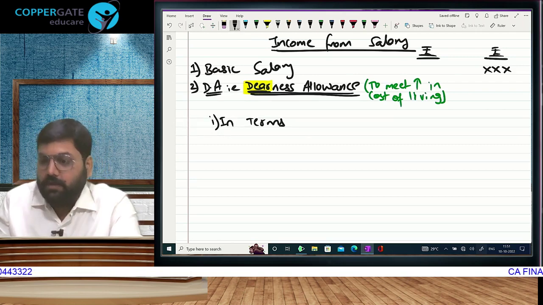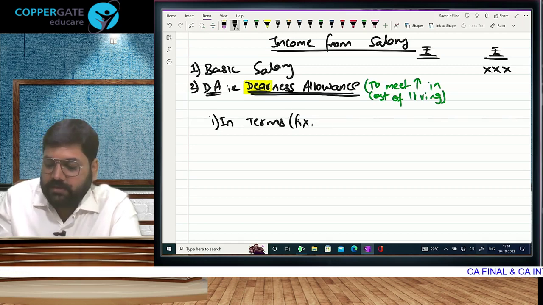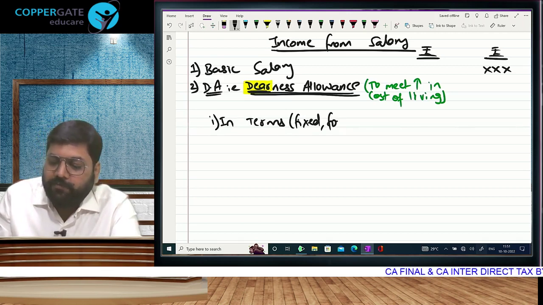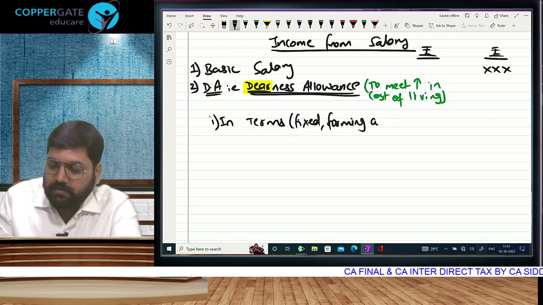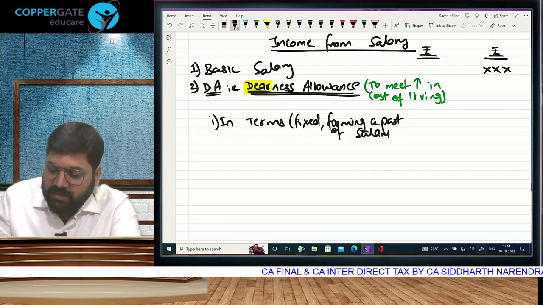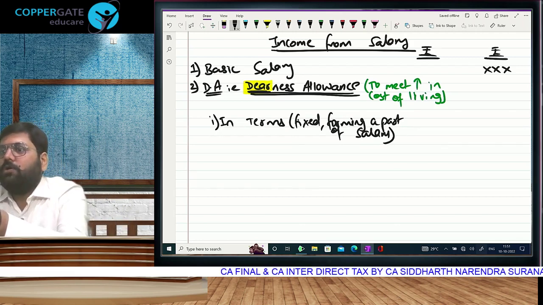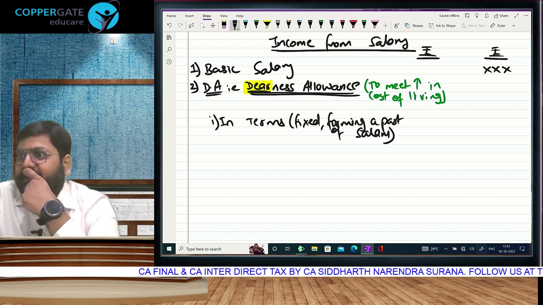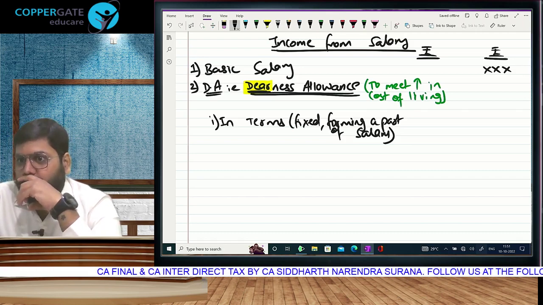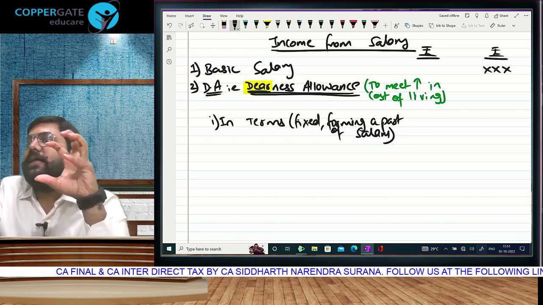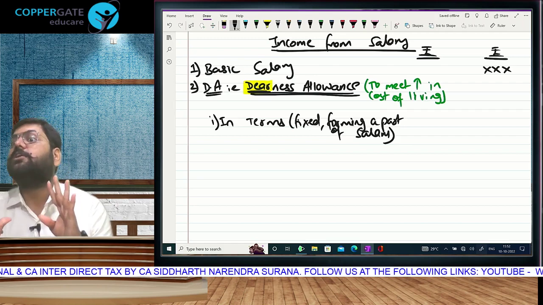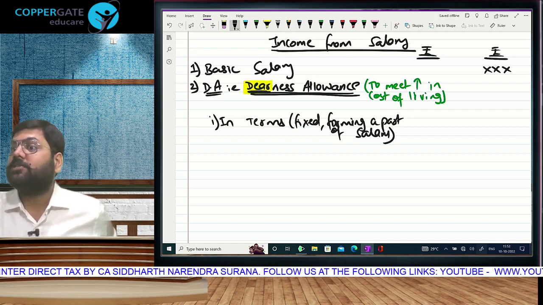In terms matlab fixed. In terms matlab forming a part of salary. Matlab you join the job. Suno, 1 lakh salary, 10,000 dearness allowance. At the time of joining the job, boss tells you to meet increase in cost of living, dekho, my promise is 1 lakh, I'm still giving you extra 10,000. Kiske liye? To meet increase in cost of living.